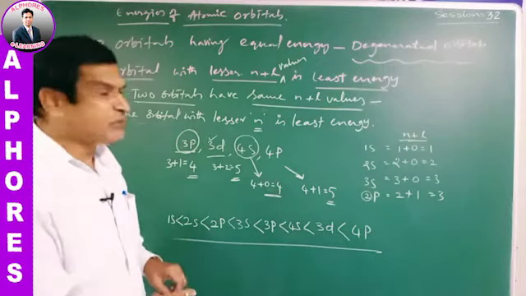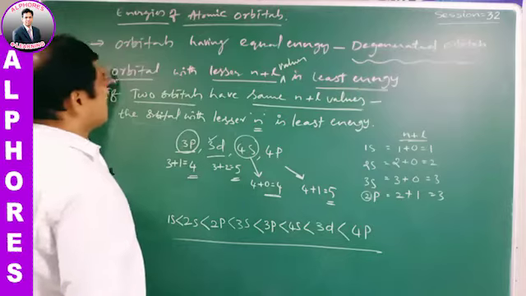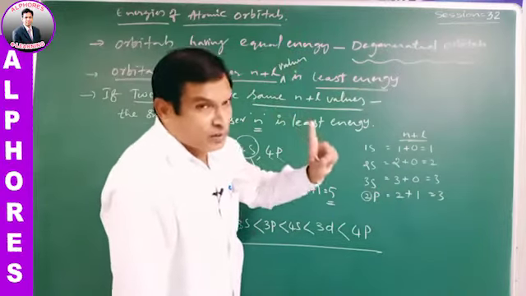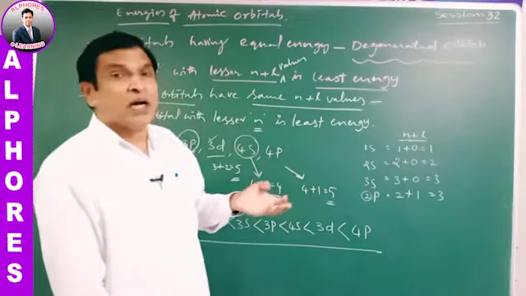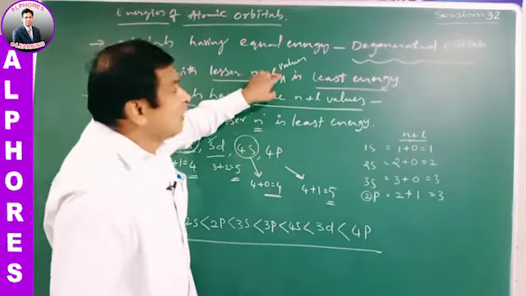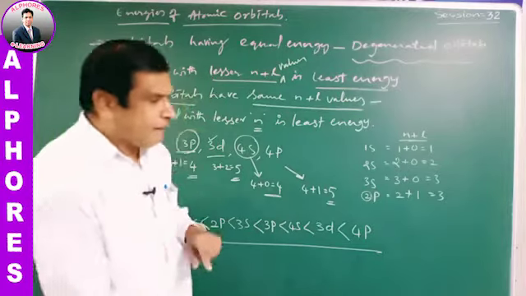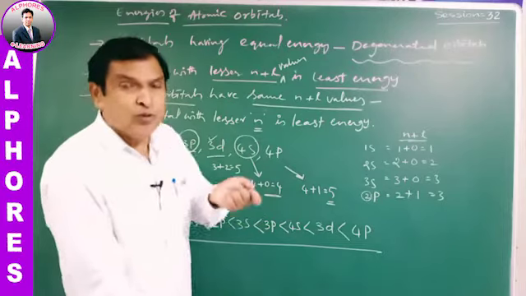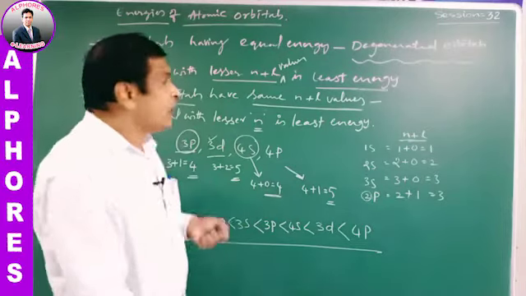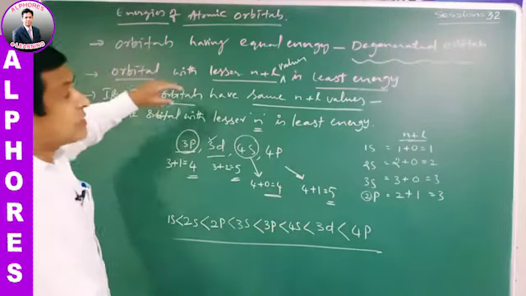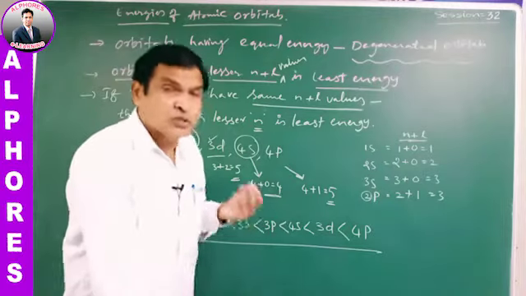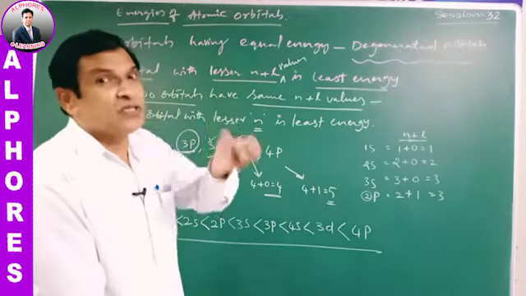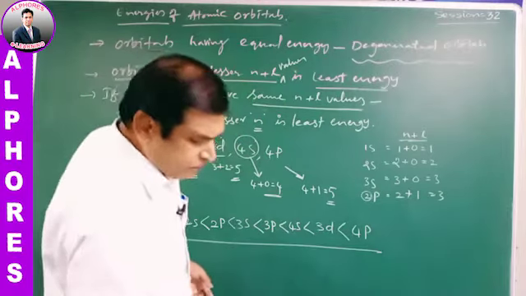I think the concept is clearly understood. The orbital with lesser n plus l value is the least energy orbital, or you can say the orbital with higher n plus l value is higher energy. So n plus l value is directly proportional to the energy of the orbital. If two orbitals have the same n plus l values, the orbital with lesser n value is the least energy orbital. Clear, right?